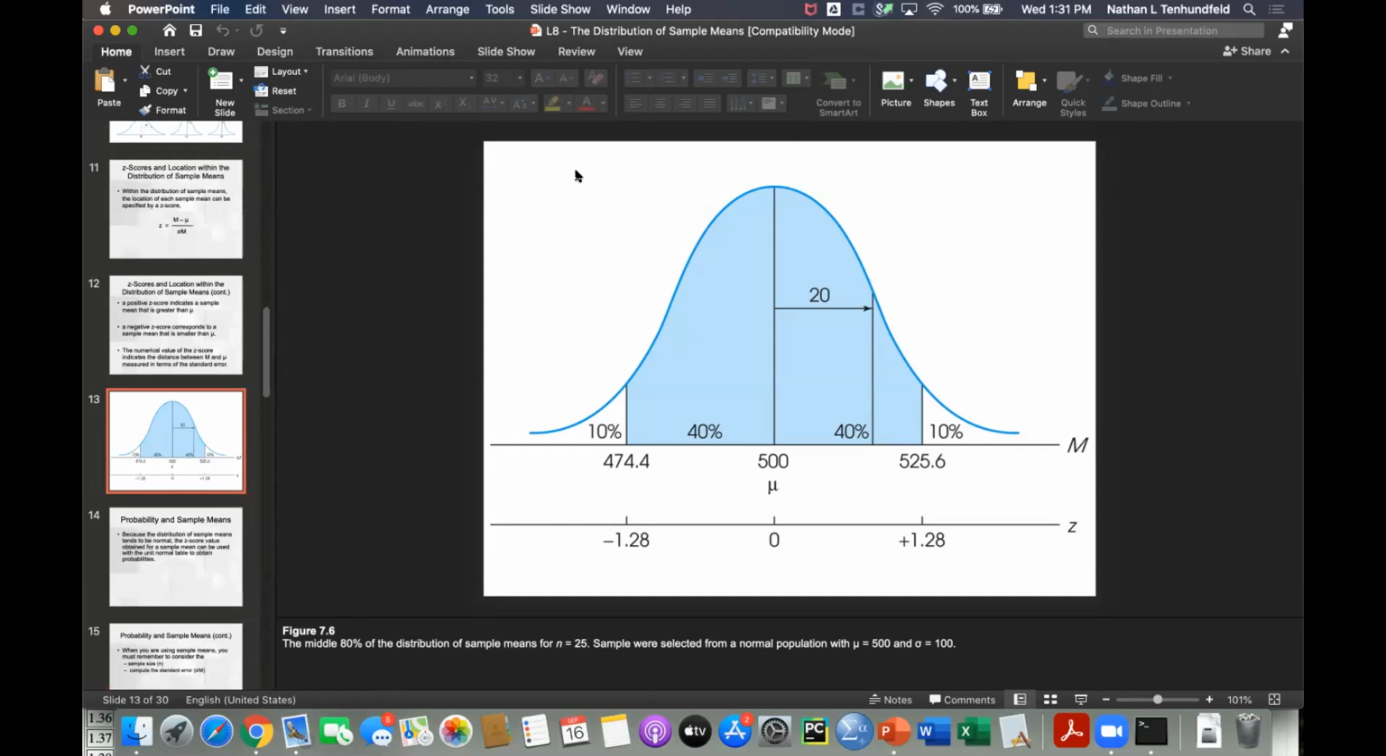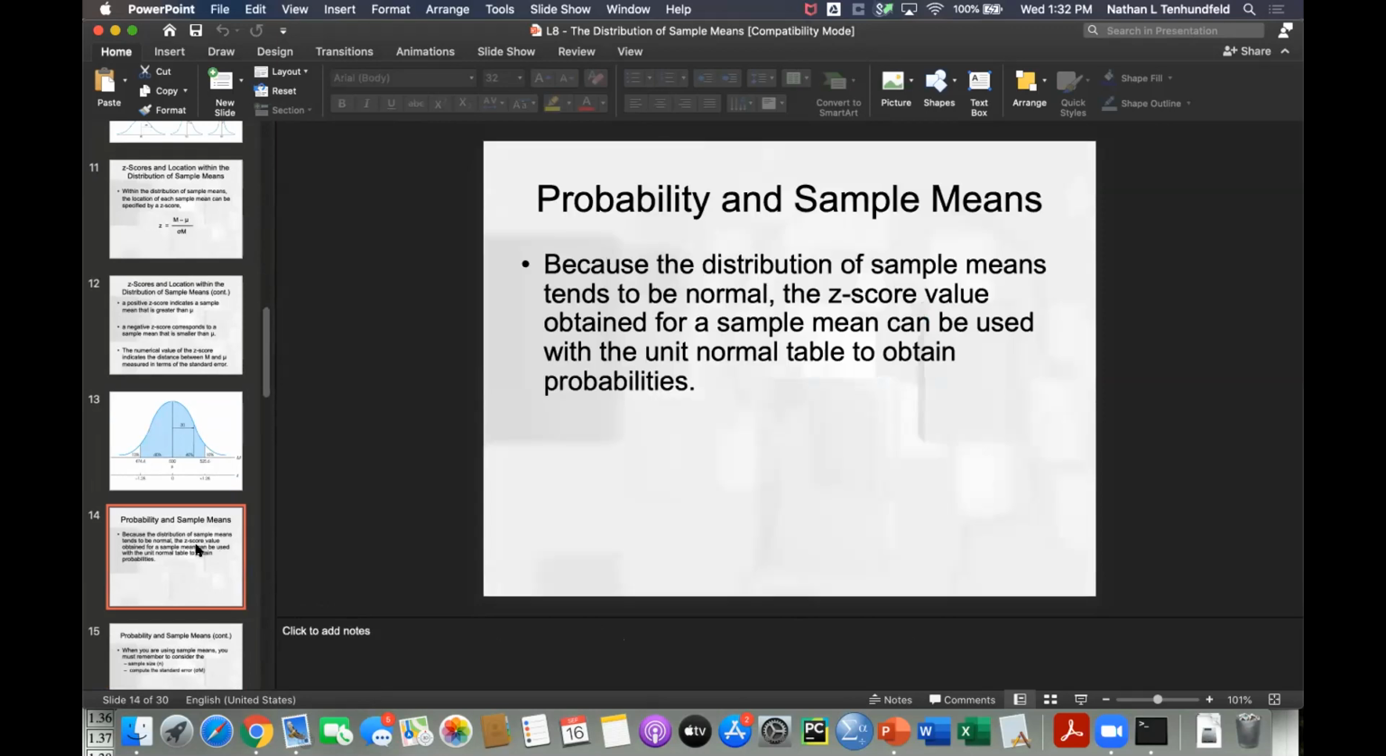So again, this is just kind of a refresher of what we did before. What we're doing today is going to be almost identical to what we did last time, except for that extra little step of calculating that standard error of the mean. And because there are certain fundamental assumptions which you can't violate when you're using that unit normal table, the distribution of means is going to be normal for the probability and sample means. That means the z-score you obtain can be used to get that probability just like we did before.